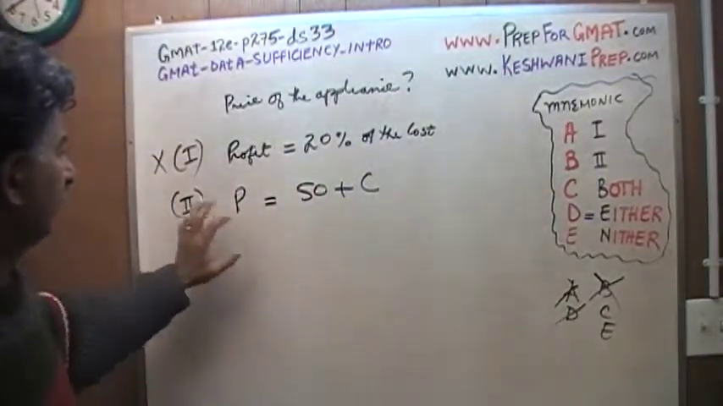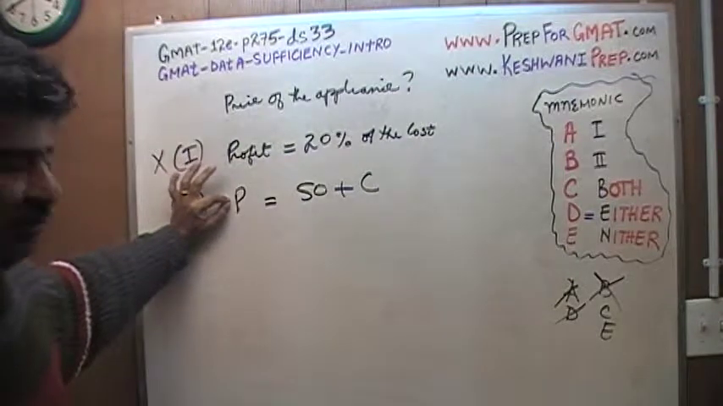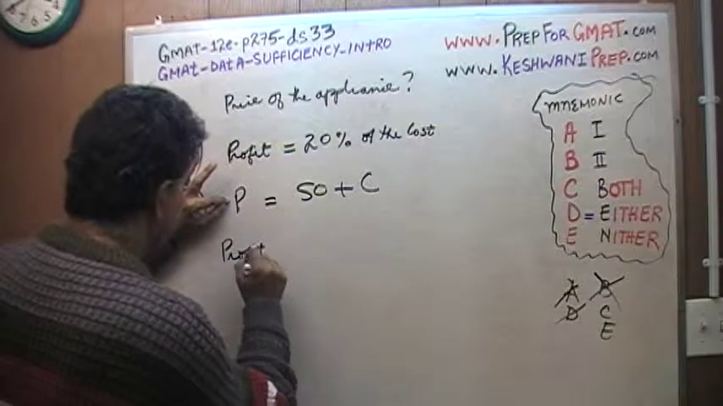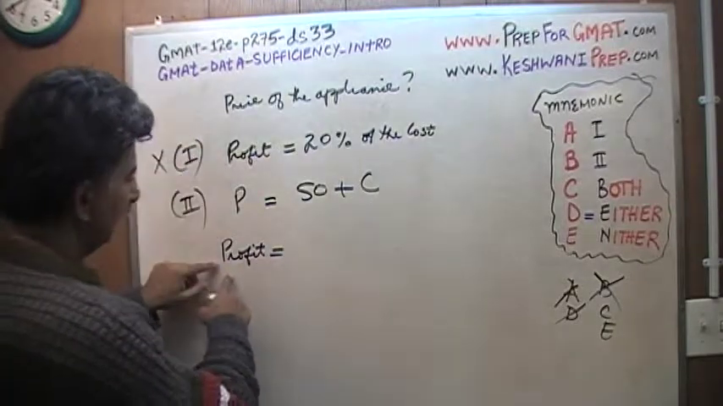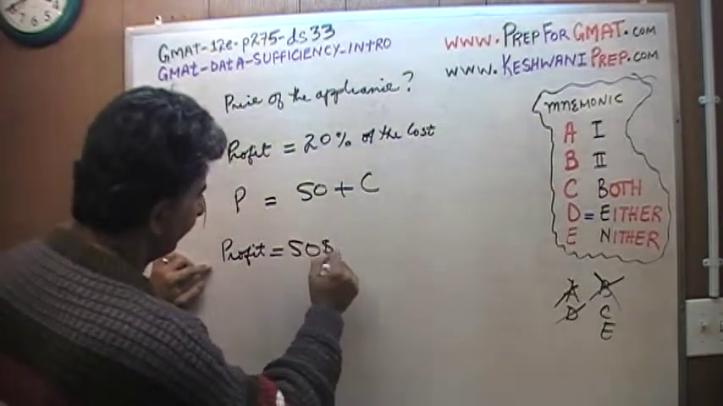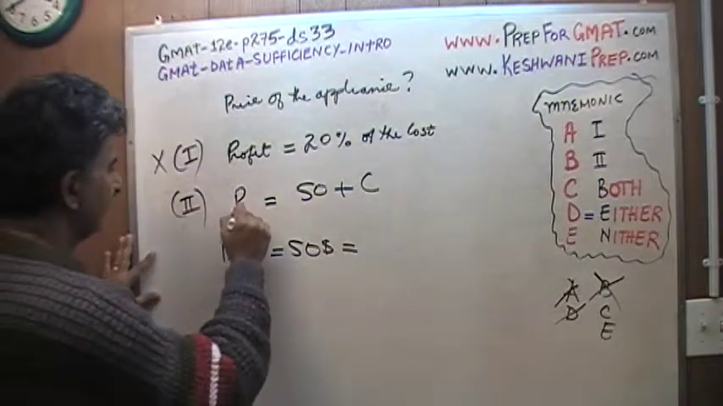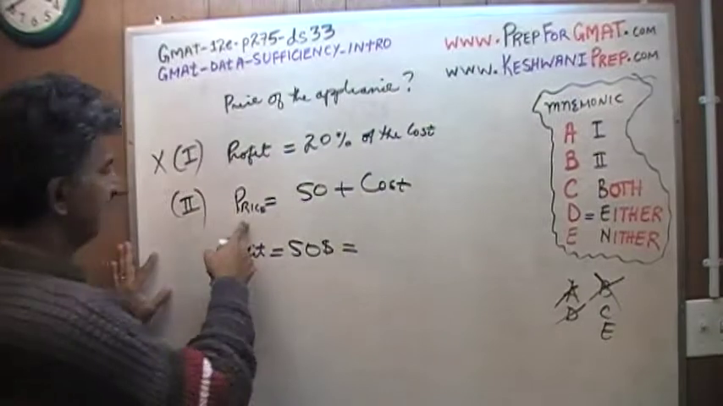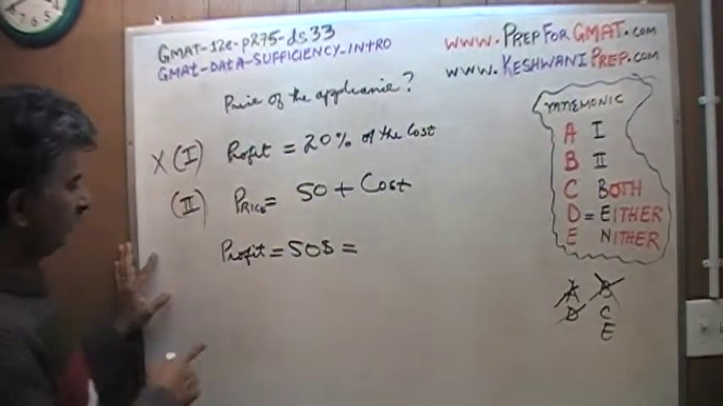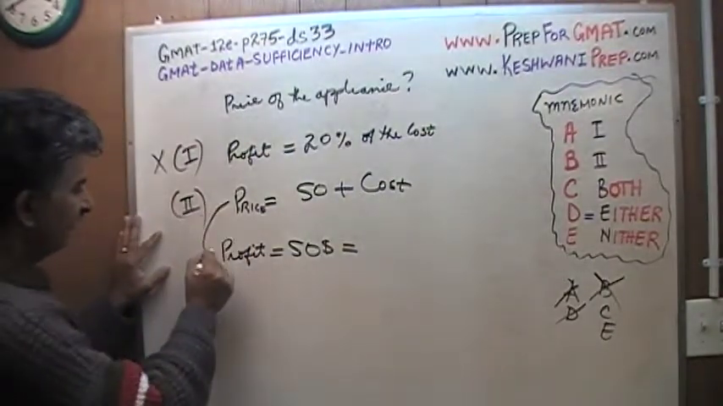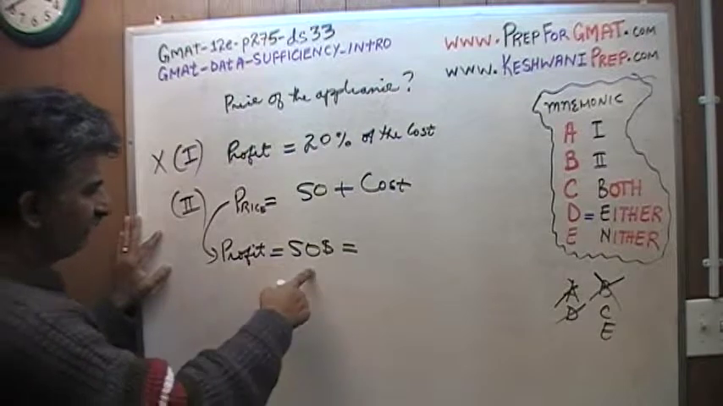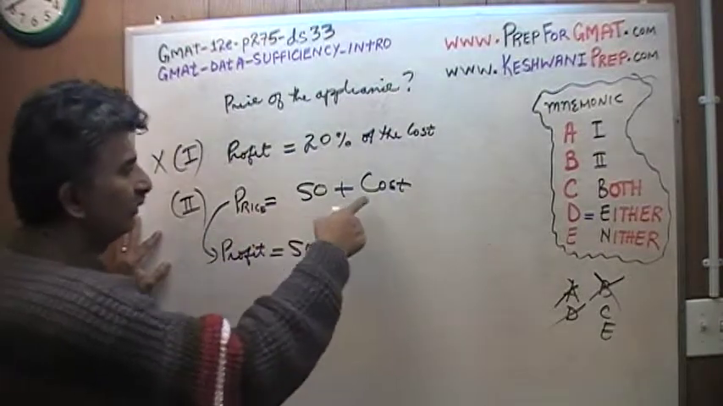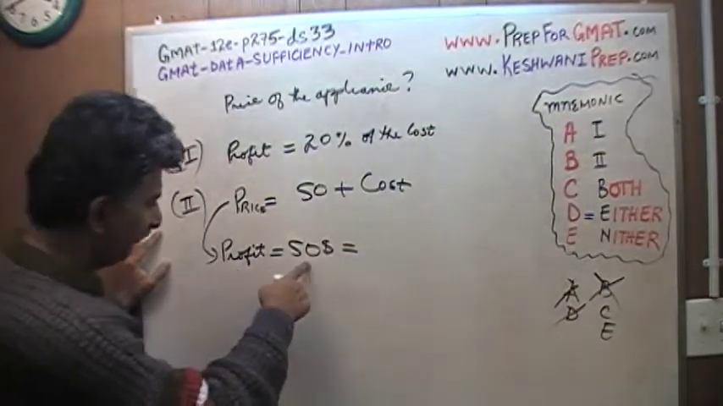Let's put them together. Well, we know from the second statement, his profit is $50. This P is not the profit, this is the price. This was the cost. Price equals 50 plus the cost. The second statement tells us his profit is $50 because the price at which he's selling is 50 more than the cost, so therefore his profit is $50.